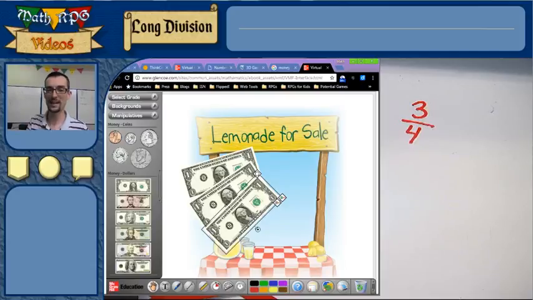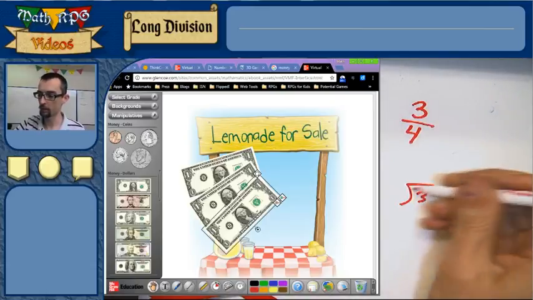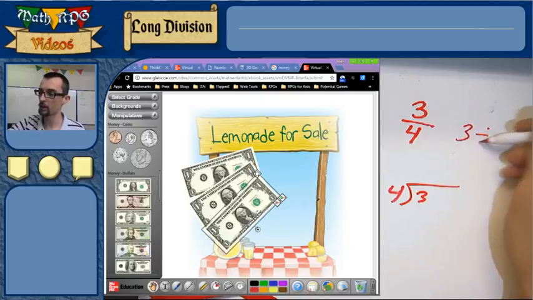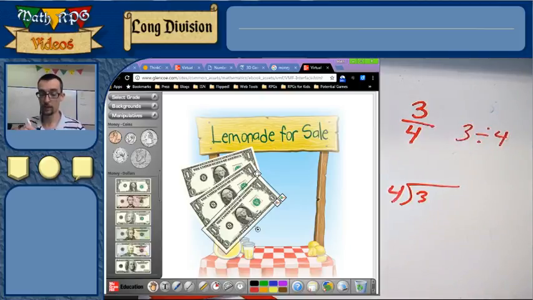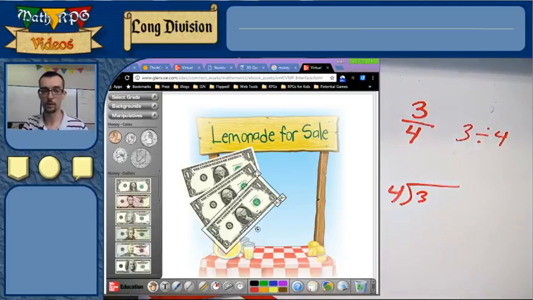Okay, I wanted to show one more example of long division using decimals. In this case, we're dividing 3 by 4. So again, that's 3 divided by 4. It's the same thing as 3 over 4, and the same thing as 3 division sign 4. Those are all the same way of writing the same division problem.